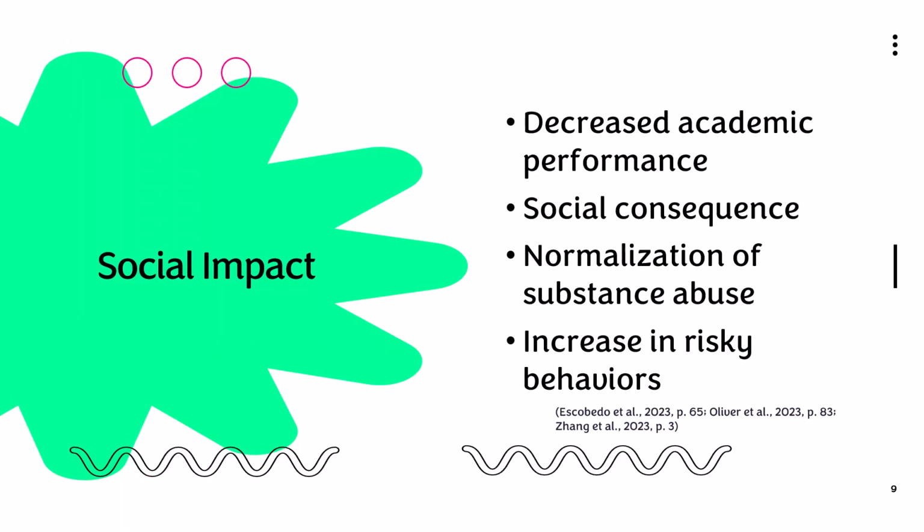Additionally, the social impact is decreased academic performance. There is a correlation between academic performance and nicotine usage. So typically, if a student is using nicotine fairly heavily, they do have a decrease in their performance academically. There are also social consequences, the normalization of substance abuse, and again, the increase of risky behaviors. Those increased risky behaviors can also decrease your academic performance, provide social consequences, and continue that normalization of substance abuse by trying different or new substances, things like that.